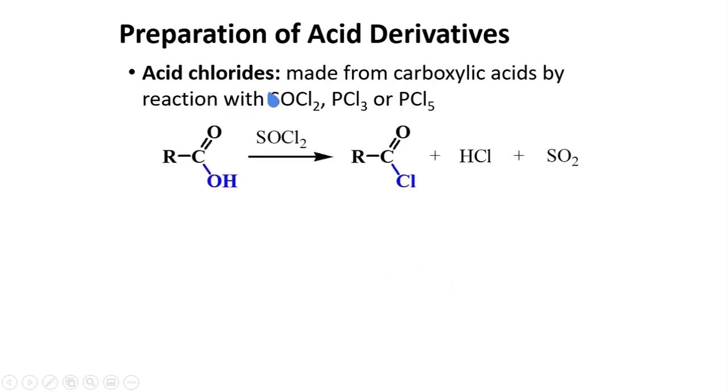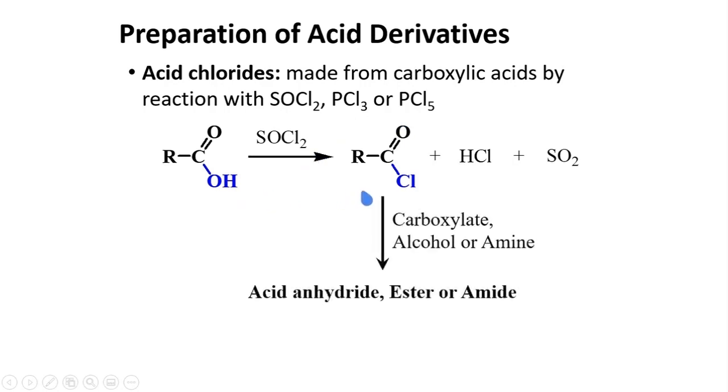Acid chlorides can be made from carboxylic acids by reaction with thionyl chloride, phosphorus trichloride, or phosphorus pentachloride. Any carboxylic acid can be transformed to an acyl chloride very easily. After your acyl chloride is formed, it can now be used to react with nucleophiles such as carboxylate, alcohol, or amine to form other acid derivatives such as acid anhydride, ester, or amide.